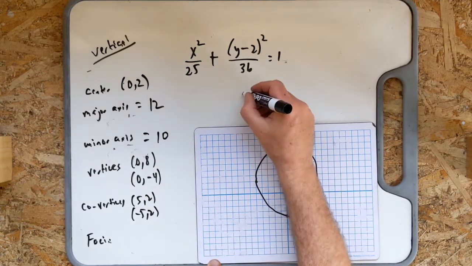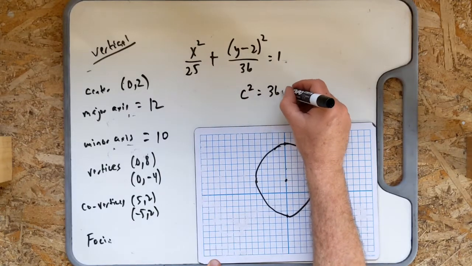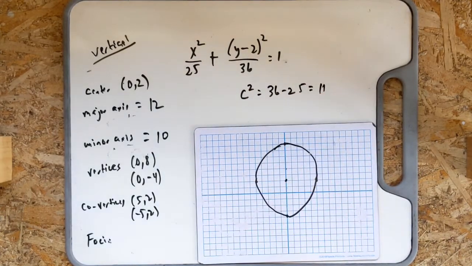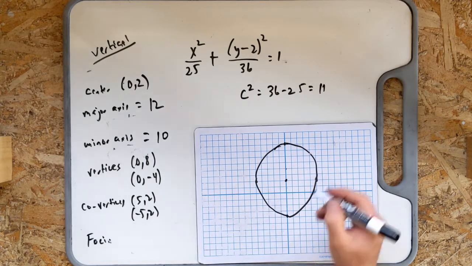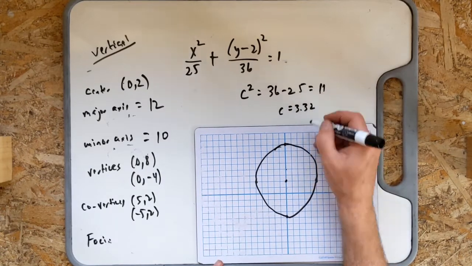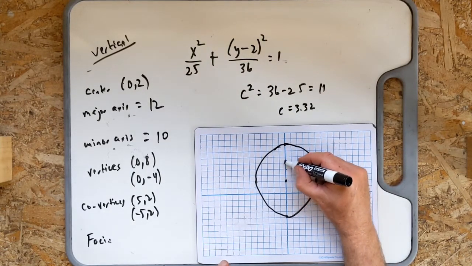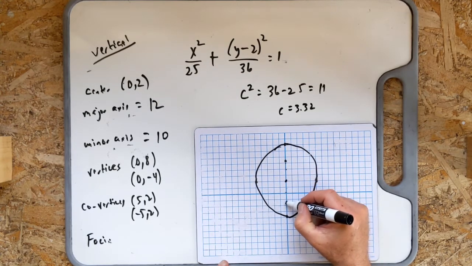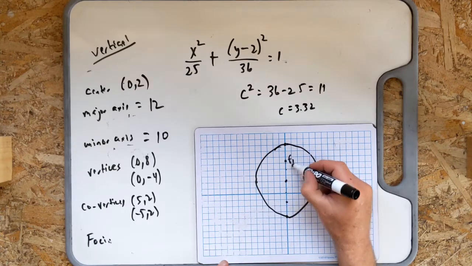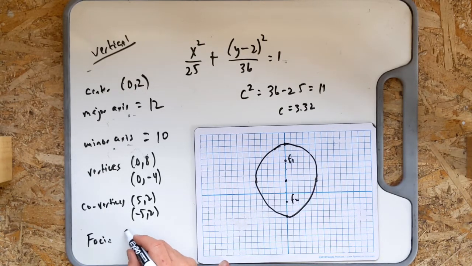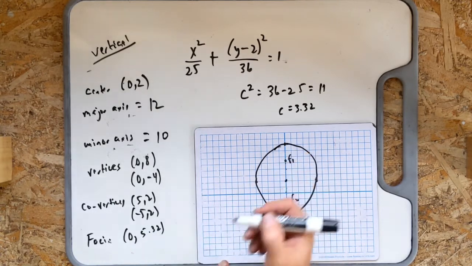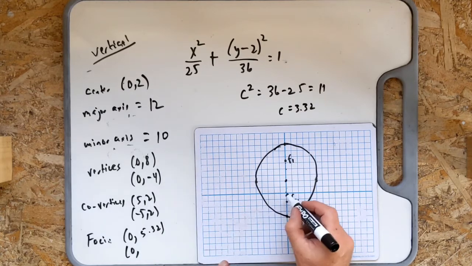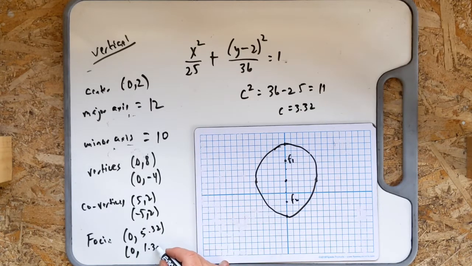The foci, first I get c. c squared equals 36 minus 25, or 11. We need radical 11 to get c. 3.32. So you go 1, 2, 3. Again, it's along the major axis, 3.32. And 1, 2, 3.32. And that's my F1 and F2. And my foci, therefore, are (0, was that 5.32?) The 2 plus the 3.32, and then (0, negative 1.32).